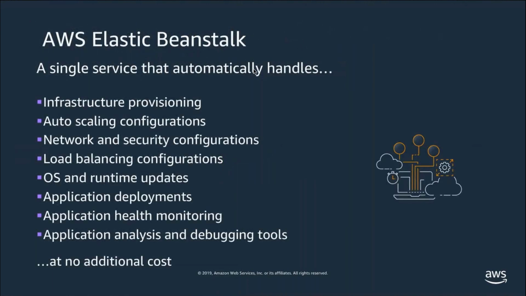By using Elastic Beanstalk, you can work with just one service that automatically handles infrastructure provisioning, auto-scaling configurations, network and security configurations, load balancing configurations, your OS and runtime updates, application deployments, health monitoring, as well as your application analysis and debugging tools. And Elastic Beanstalk provides all these capabilities at no additional cost. What Elastic Beanstalk does is it provisions the underlying resources to run your application, and then you're billed for the usage of those resources, such as EC2 instances or load balancers.